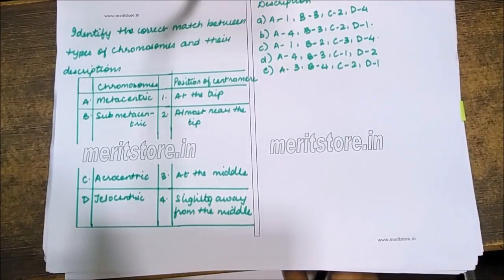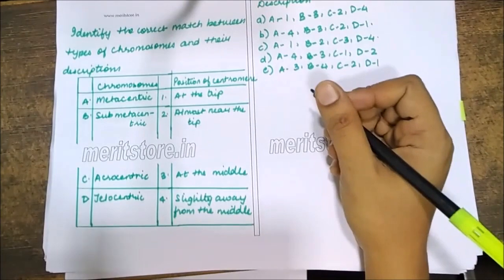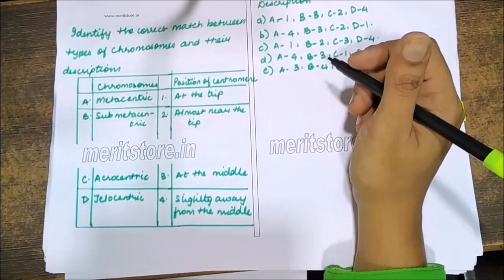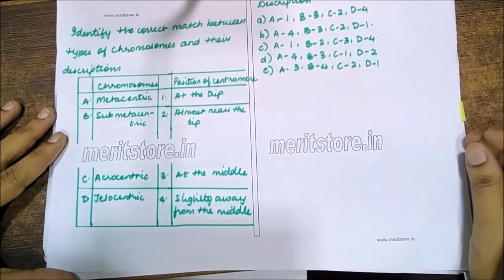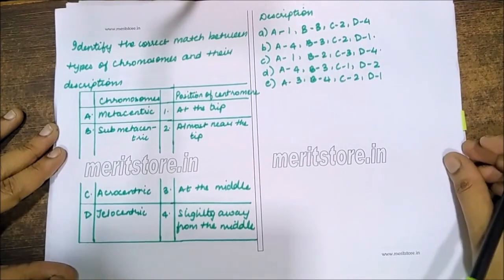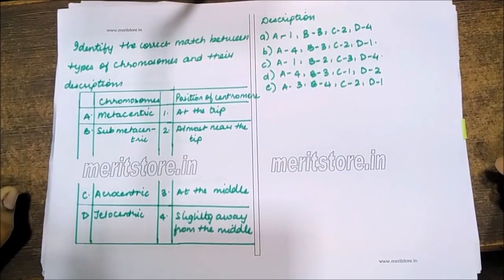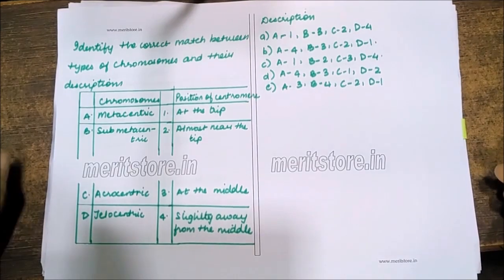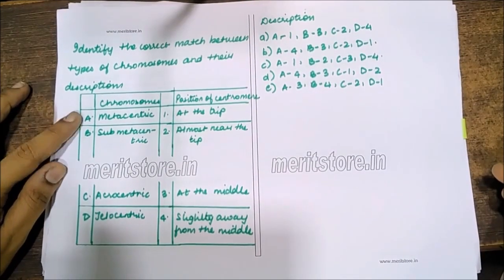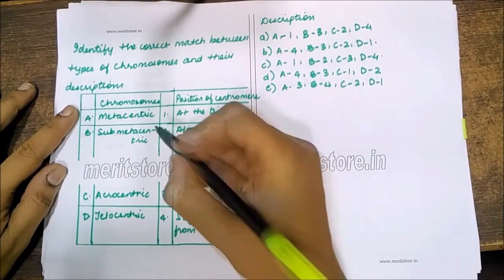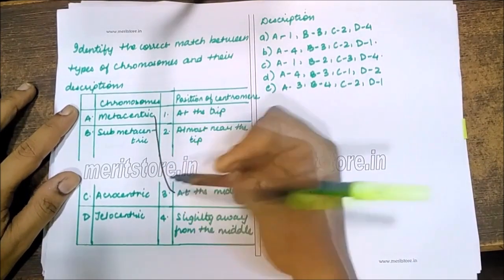Identify the match between the type of chromosomes and their description. Alright, so we have to identify the correct match between the type of chromosomes and their description. Okay, now metacentric. What is metacentric? Metacentric is at the middle.